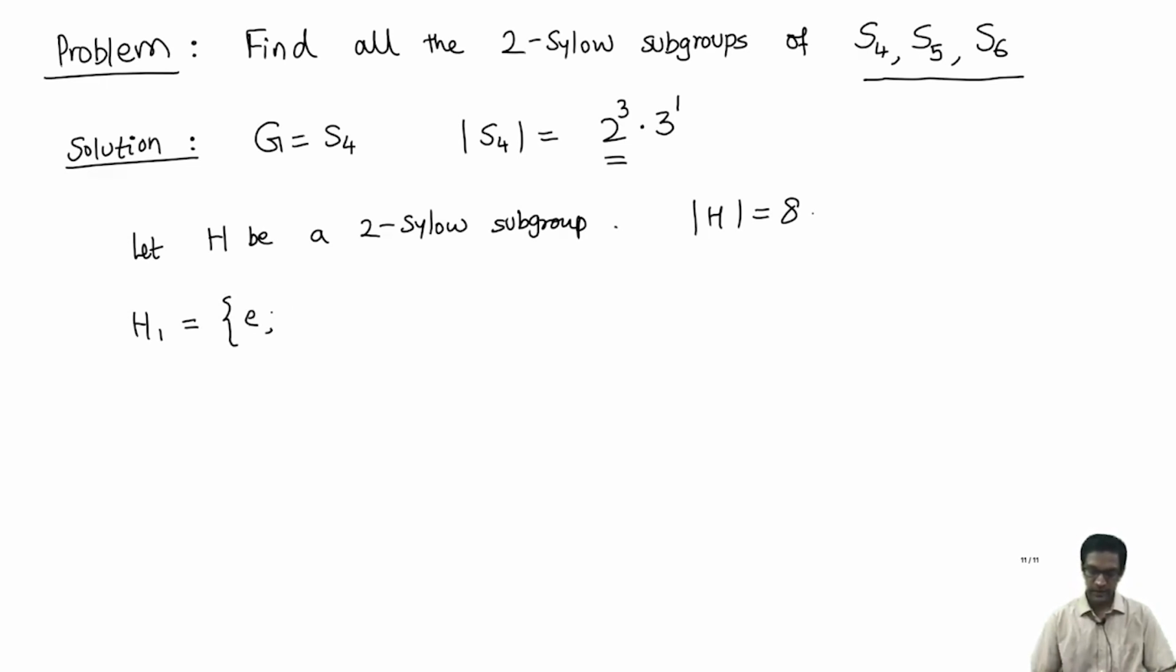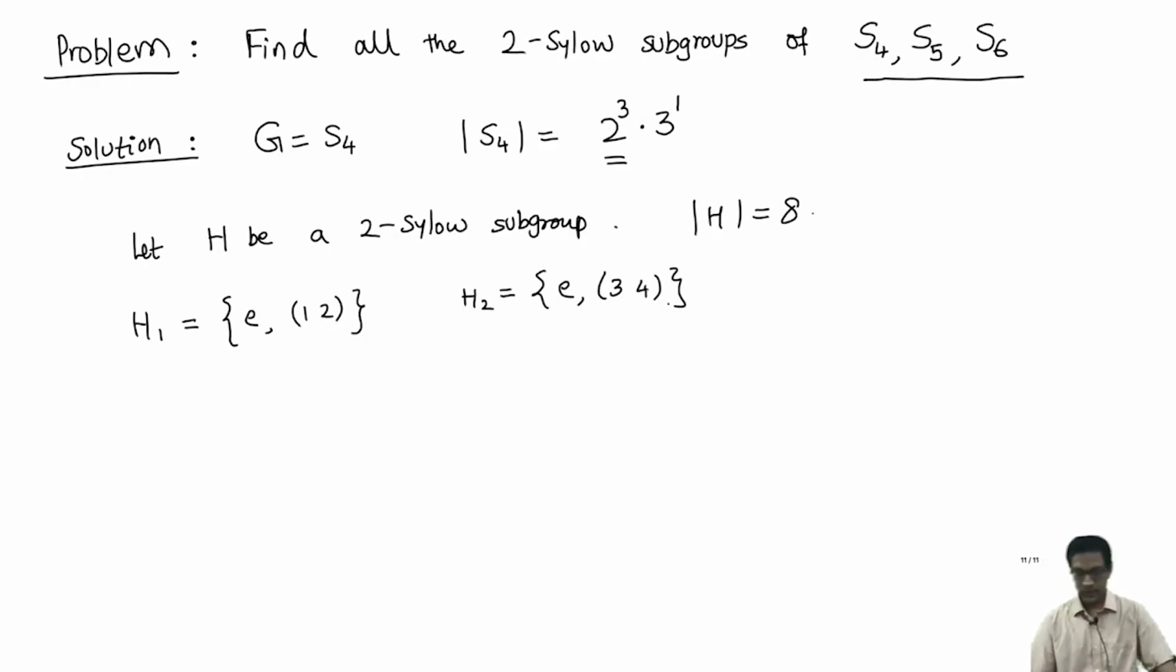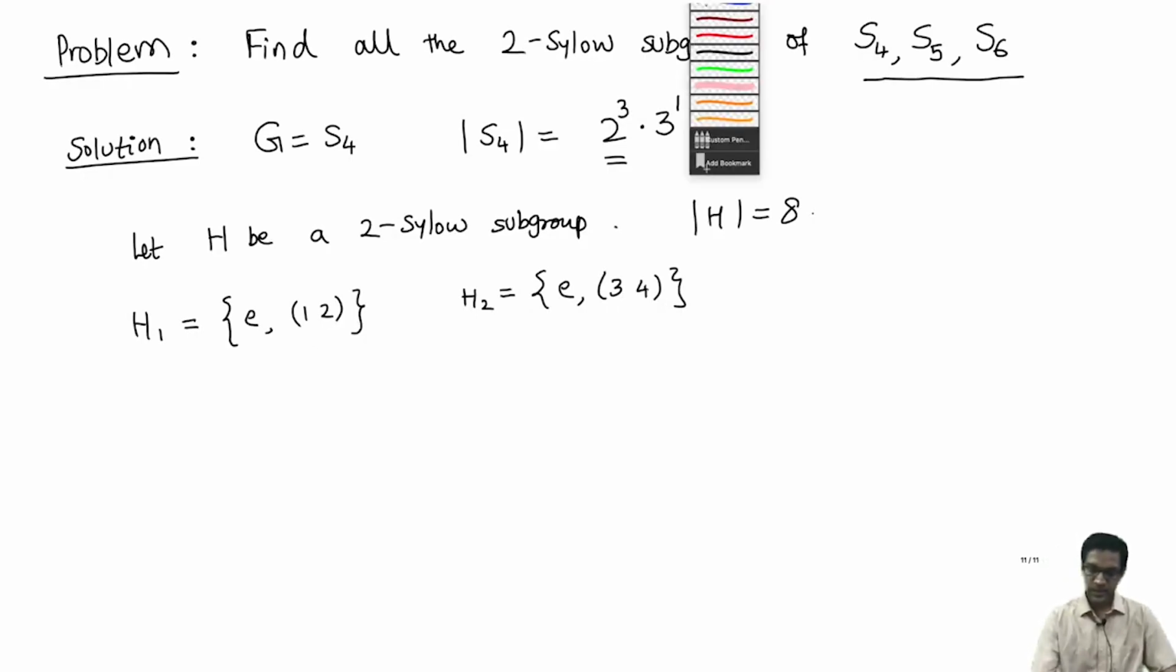I take the identity, let me call the identity E, and the transposition (1 2). So this is a subgroup. It's got cardinality 2 rather than 2 cubed, because (1 2) is a transposition, and its square is the identity. Let's look at another, E and (3 4), again a subgroup of cardinality 2. Let me give these transpositions (1 2) and (3 4) the names A and B.